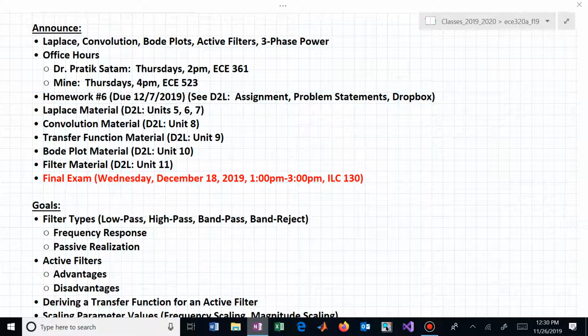There is another homework assignment. It hasn't yet been posted, but it will be due, I think, a week from Saturday. I think that's the 7th. It will be dealing with convolution, Bode plots, and the material today, which is filters. And you have background material available to you.